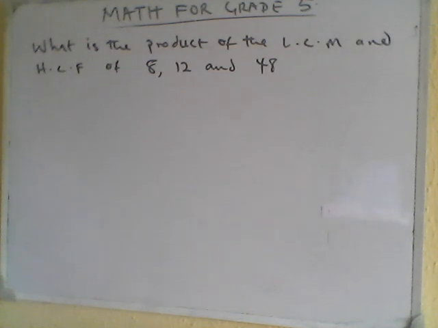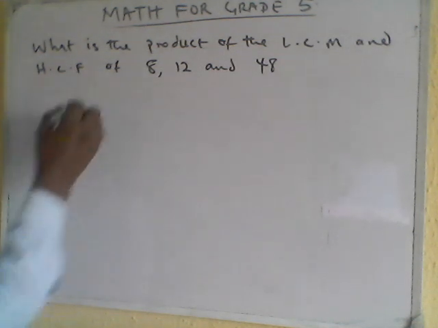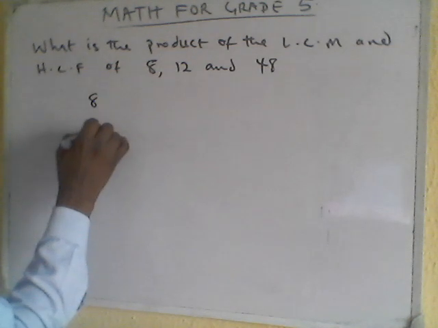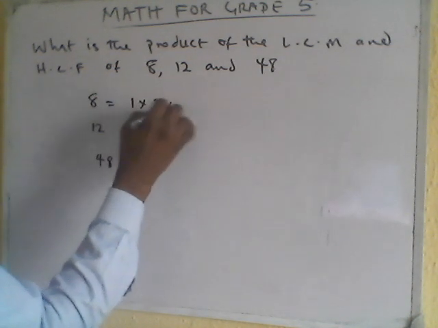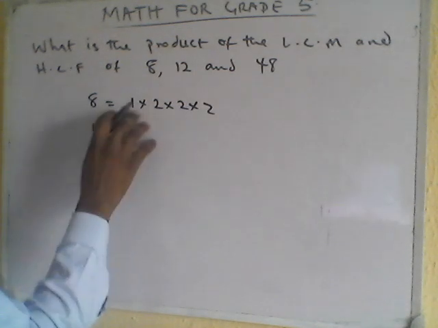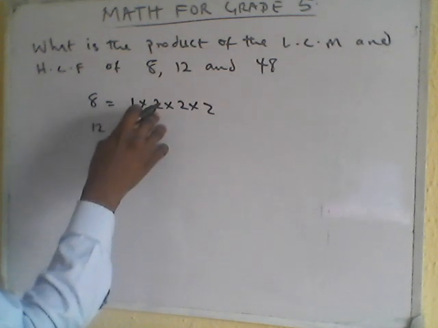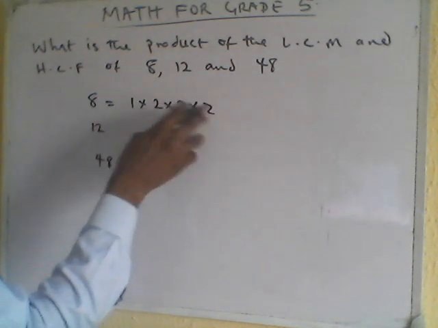So it have on the board says, what is the product of the LCM and HCF of 8, 12, and 48? So I will write out the numbers and get their factors. So for 8, I have 1 times 2 times 2 times 2. That is 1 times 2, 2. 2 times 2, 4. 4 times 2 is 8.